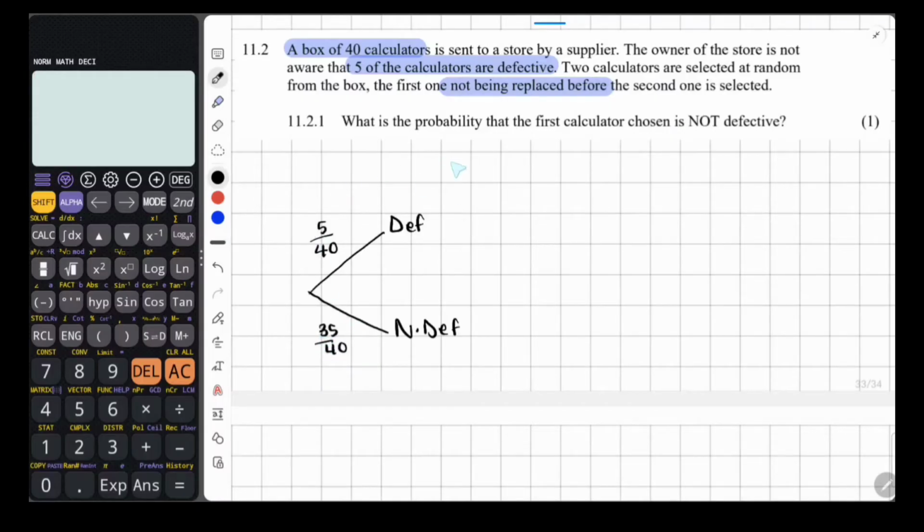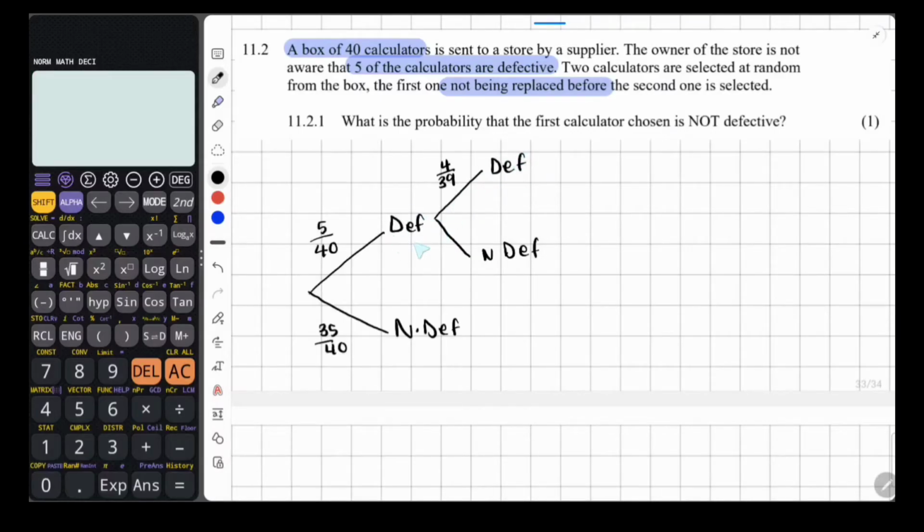Then in the second pick, this is where we look at what happens if they picked a defective calculator. So again, we're going to look at the probability of defective calculators and not defective calculators. If they picked out a defective calculator, then there's now one less defective calculator, meaning there is 4. The chance of them picking out a defective calculator would be 4 out of not 40 calculators anymore, but 39 calculators in total. So this would be the chance of picking out a defective calculator.